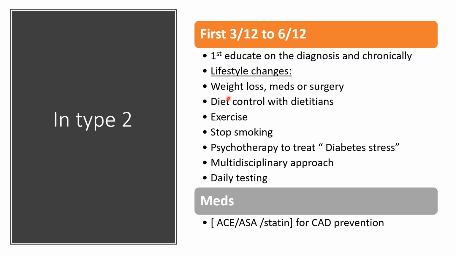Get that weight down, weight loss. Your medications should be adjusted. We've gone through the list of medications that could worsen diabetes or surgery. Diet control with dietitians. You'll be given a pamphlet the day you are diagnosed with type 2 diabetes, even type 1. Exercise. Stop smoking. Psychotherapy to treat diabetes stress, like the stress that is associated with diabetes. You might get a counselor for that.